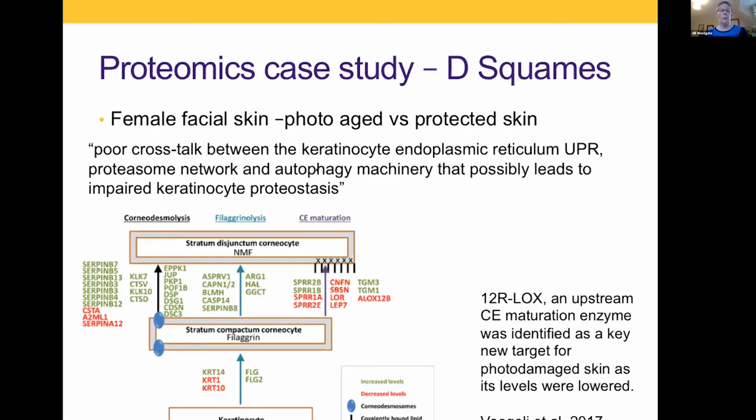But also they concluded that there was poor crosstalk between the keratinocyte endoplasmic reticulum, which is in the cell, the proteasome network, and autophagy machinery that leads to impaired keratinocyte proteostasis. So in the cell, all of these processes are used for giving you normal healthy skin, and if you find that any of those are affected, when you compare your photo-aged with your photo-protected, then you can show information that tells you about the mechanisms behind skin aging, and that might lead you to some novel ways to intervene.